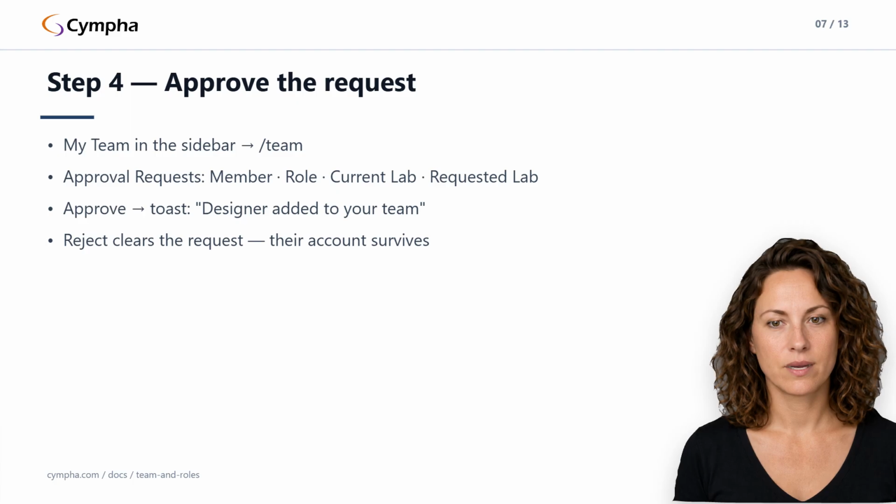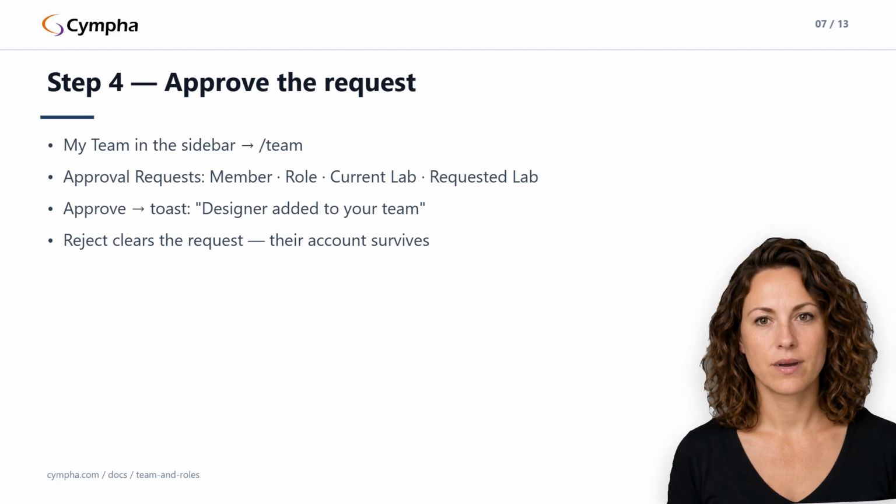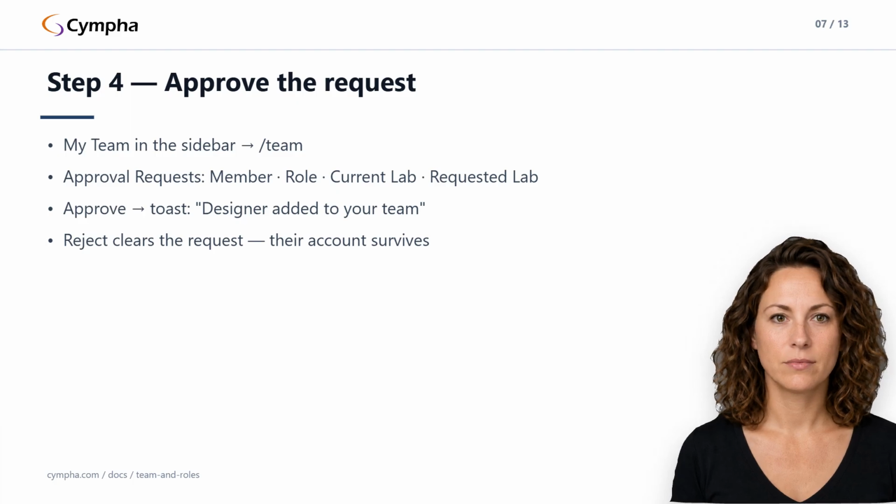Click Approve, and a toast confirms the designer was added to your team. Their pending role flips to the active one, and on their next page load they see the real designer view. Click Reject instead, and the pending request is cleared. The person keeps their account and can request a different lab.